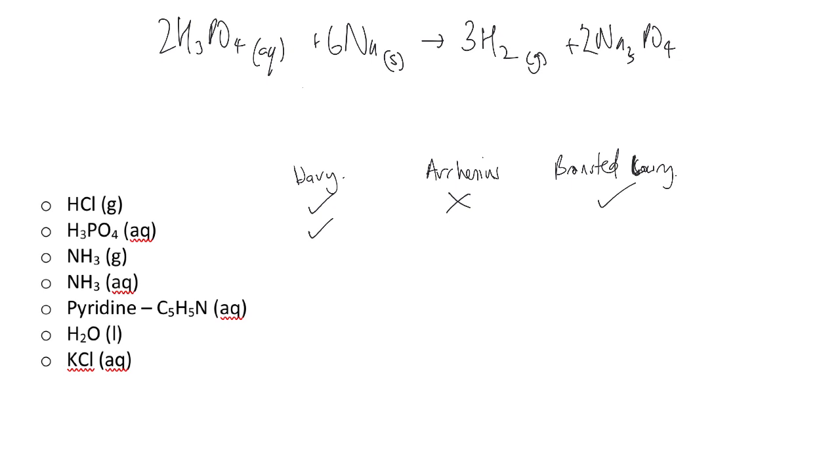Can it act like an Arrhenius acid? Yes, it can, because you can propose that this substance here is actually H plus ions and phosphate ions. Okay, that would show that it is an Arrhenius acid. All right, can you also show that it's a Bronsted-Lowry acid? Yes, you can. If you were to show that it's a Bronsted-Lowry acid, then what you would need to do is show it donating a proton to something else.